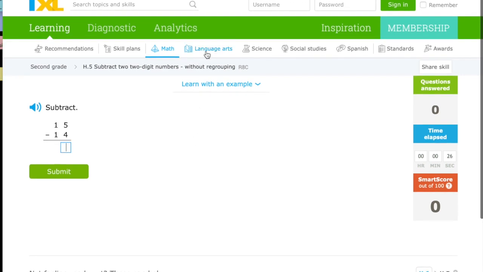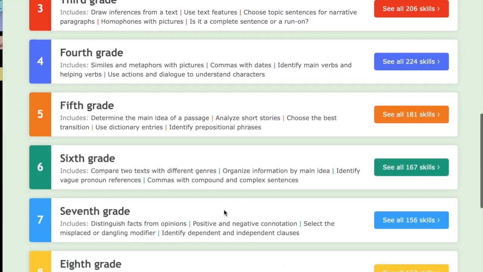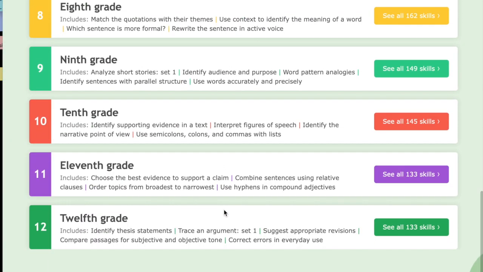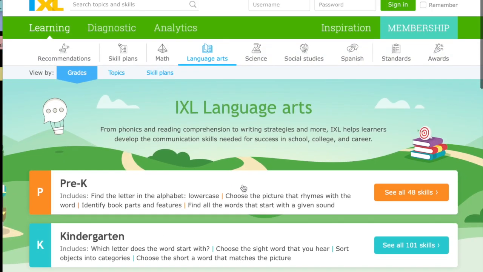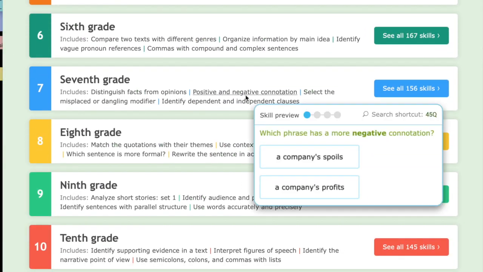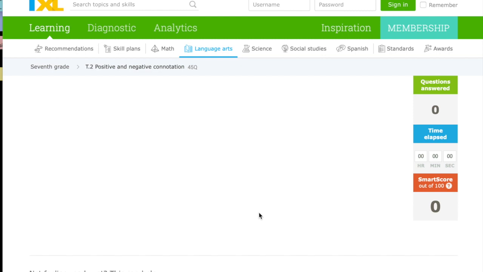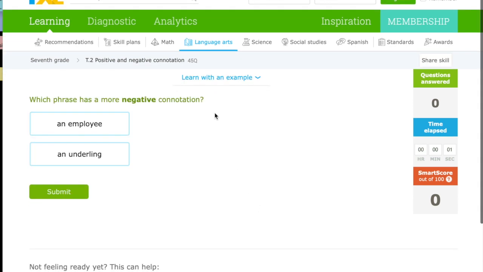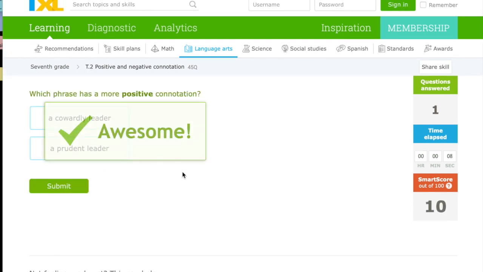As a teacher, I've used this with my own children, to be honest. I haven't really used it in class, but I noticed that it's good for language as well. For example, this one here in 7th grade, positive and negative connotation. Which one has a more negative connotation? So you just choose the answer and submit.